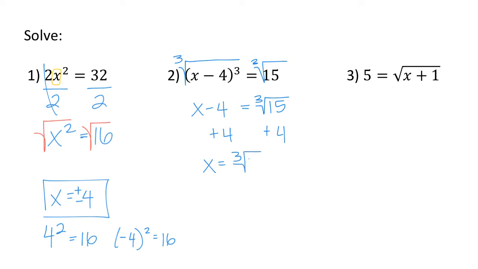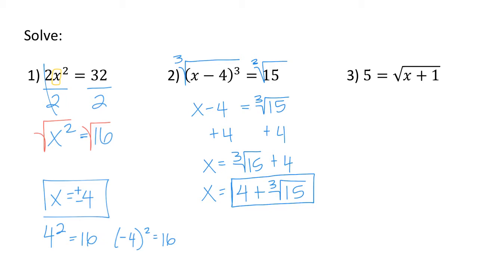Cube root of 15 plus 4, and we usually write the radical at the end, so I'm going to switch this around. 4 plus cube root of 15. If you leave it the first way, that's totally fine, but this is the right way, like the mathy way that we're supposed to write when there's a radical in our answer. The radical goes at the end. So 4 plus cube root of 15.